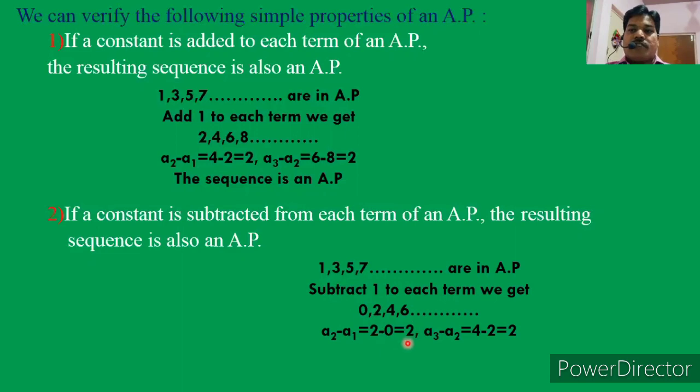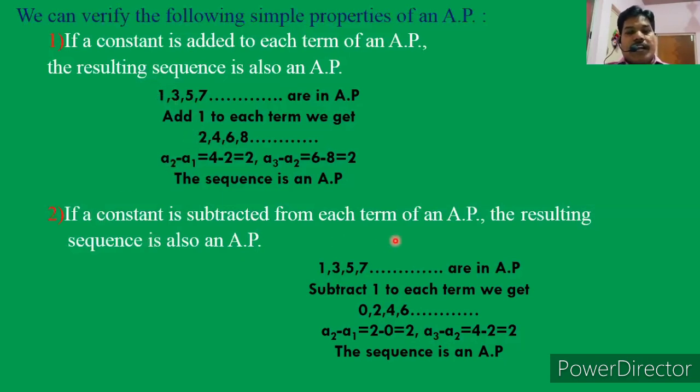So 2 minus 0, that is equal to 2. Next, A3 minus A2, 4 minus 2, that is also 2. So then we can declare that the sequence is an AP. If you add a constant to each term, the resulting sequence is also an AP.